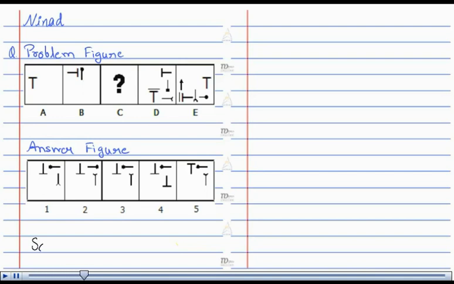In the question, the problem figure is given to us. Let us find the solution of this question. Now, in the question, we can see that this symbol moves 90 degrees clockwise in every step. Also, the pin symbol is moving 90 degrees in anti-clockwise direction, and a new symbol at its head in upward direction. Therefore, the only answer to this question will be option number 3.